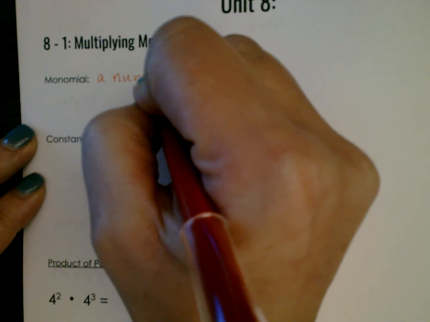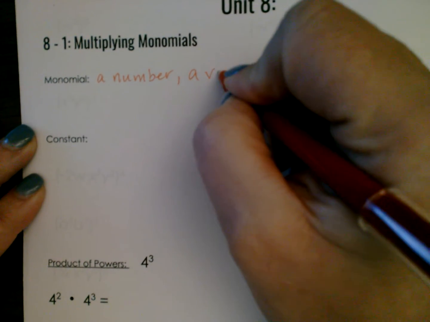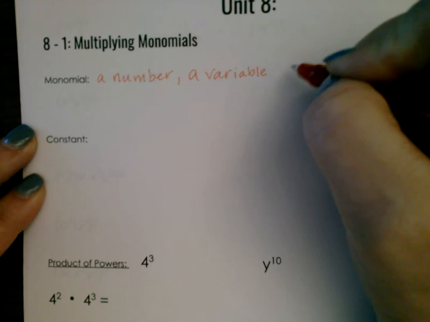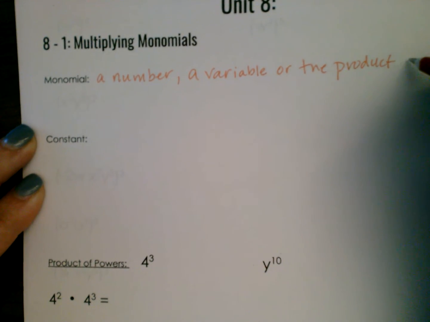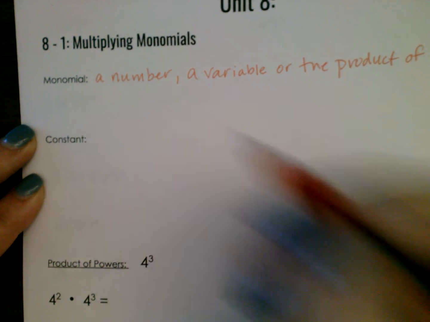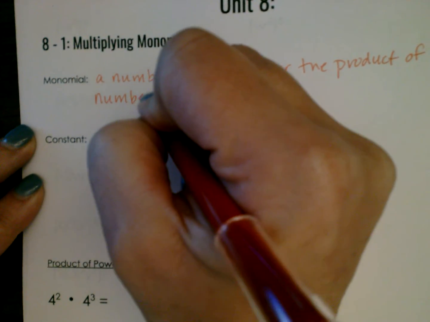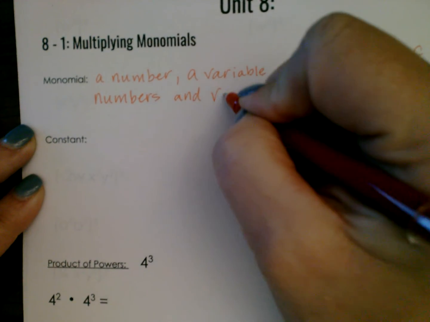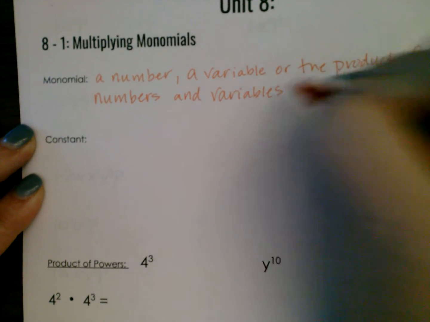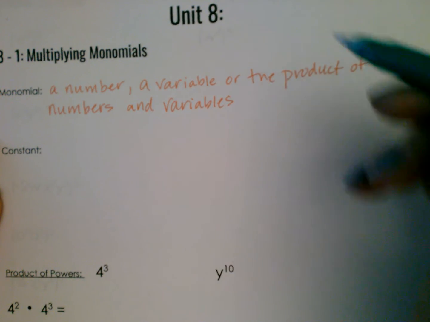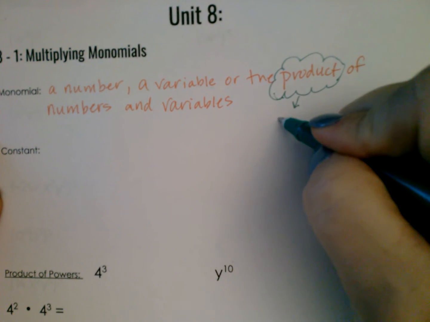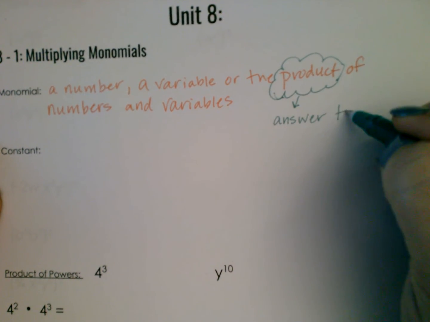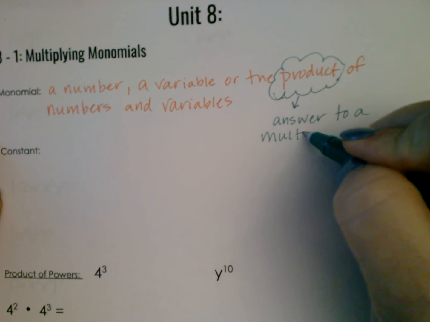A monomial is a number, a variable, or the product of numbers and variables. Okay, to review, remember in math, product means the answer to a multiplication problem.